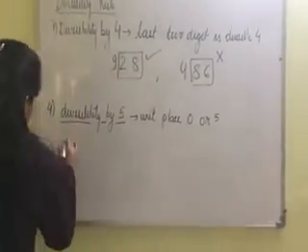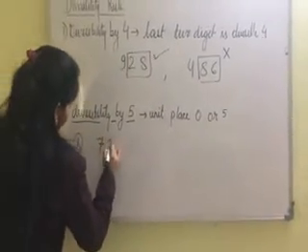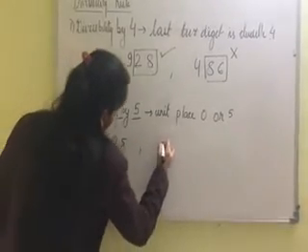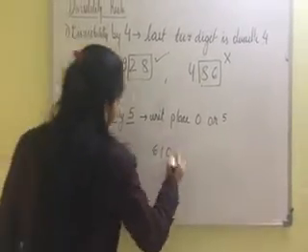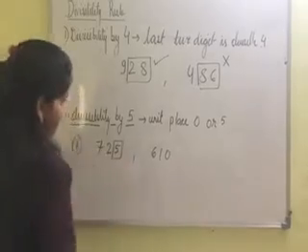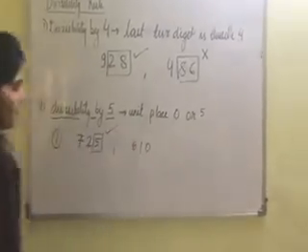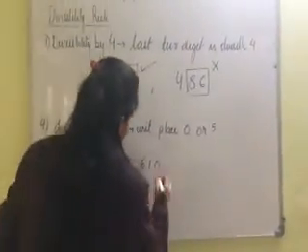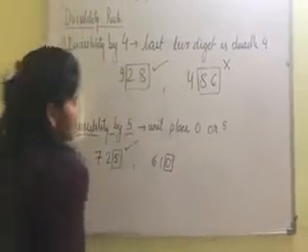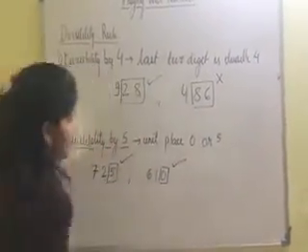Take the examples 725 and 610. In 725, the unit place is 5, so 725 is divisible by 5. In 610, the unit place is 0, so 610 is divisible by 5.